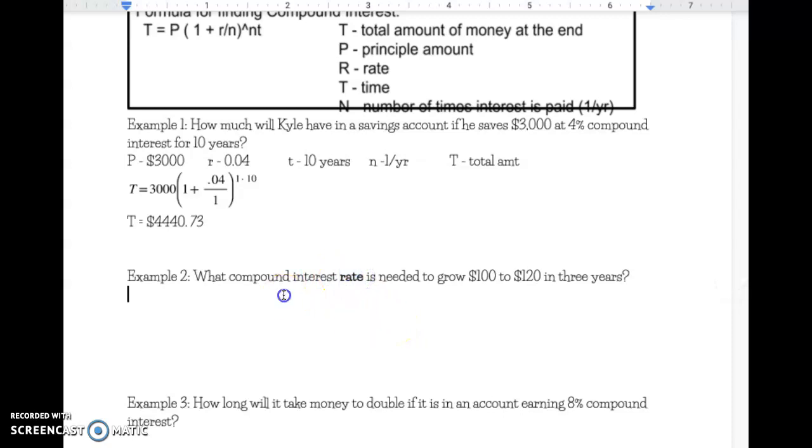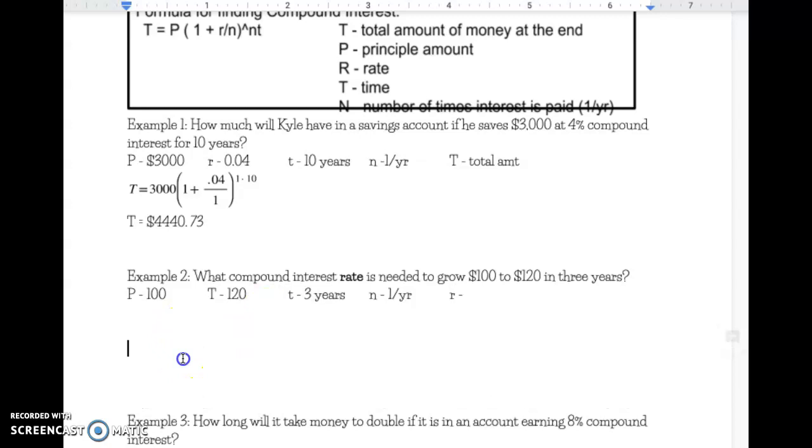So we are looking for the rate, not the t. It says I want to grow $100, aka a principal amount of 100, to a total of $120. And I want to do it in little t, time of 3 years. And as we did before, we're just going to assume that that n is once per year. So we're looking for our rate in this case.